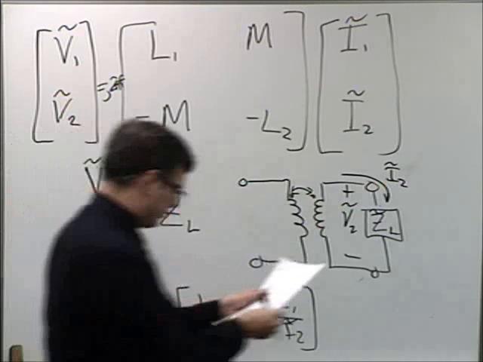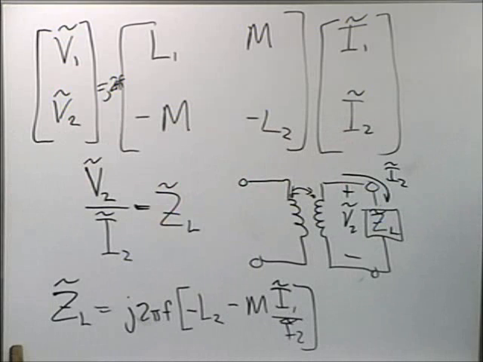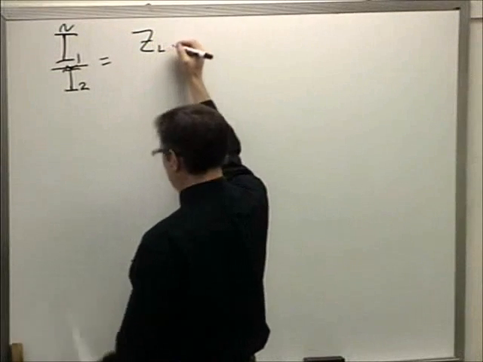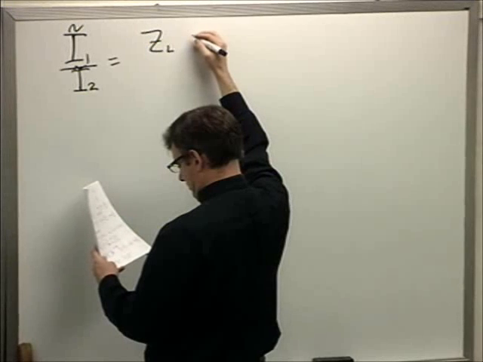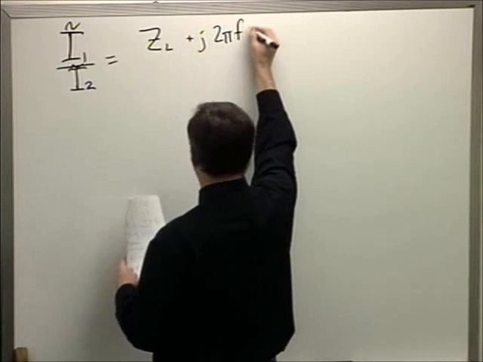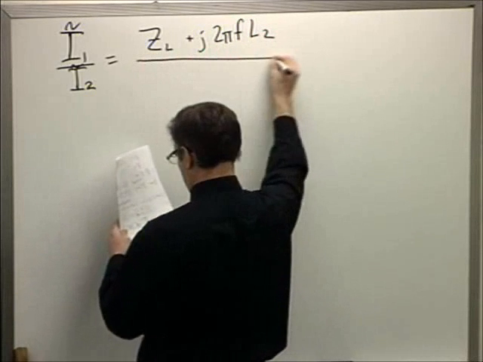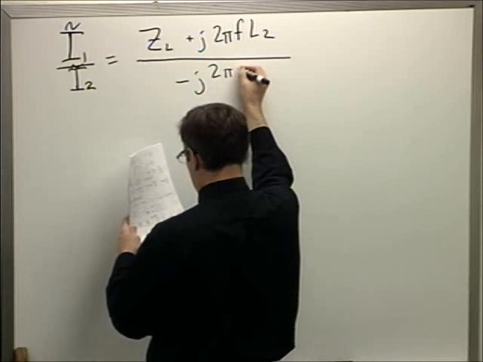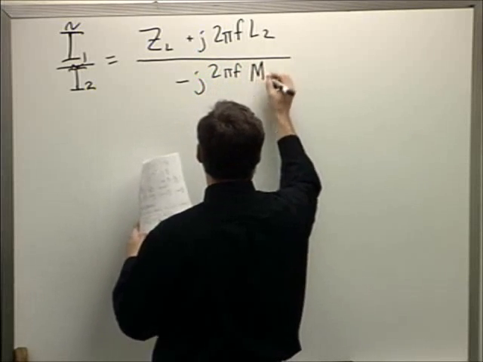Okay, so now let me rearrange it. What I'm going to come up with is the ratio I1 over I2, solving in terms of those phasors. I'll put squiggles on them to denote their phasors. This is going to be equal to ZL plus j2 pi f L2, minus j2 pi f M.